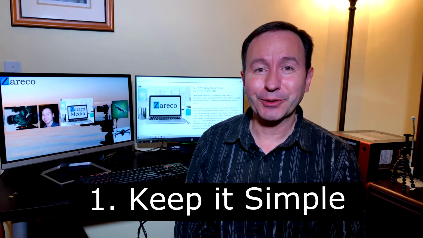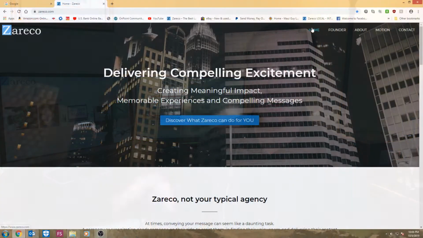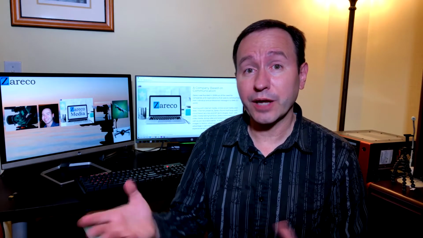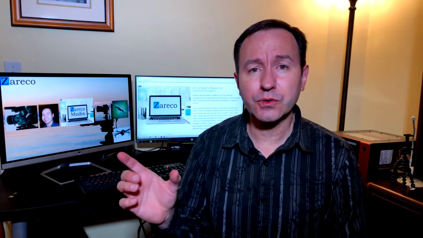You know, the first rule in web development is keep it simple. And what I mean by that is no more than 5 links on the top, or maybe 7, but no more than 5 to 7, because any more than that is going to draw the user's attention away from the page, and it's just going to confuse things.